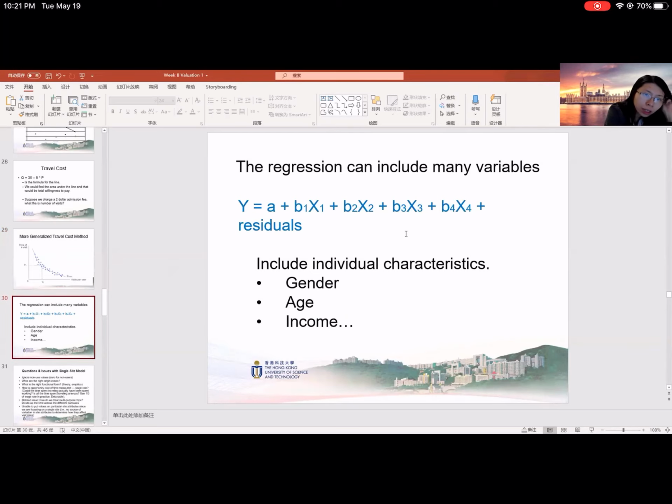So, you can add more variables to the regression if you're interested in how different attributes, different individual characteristics determine the visitation rate, determine your willingness to pay. You want to look at willingness to pay across different subpopulations.